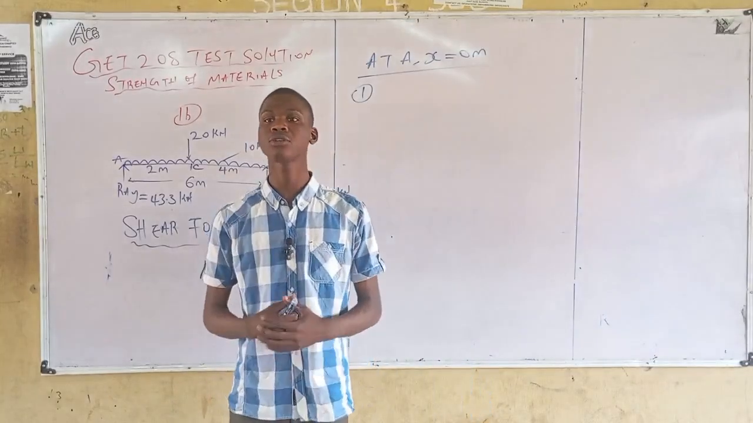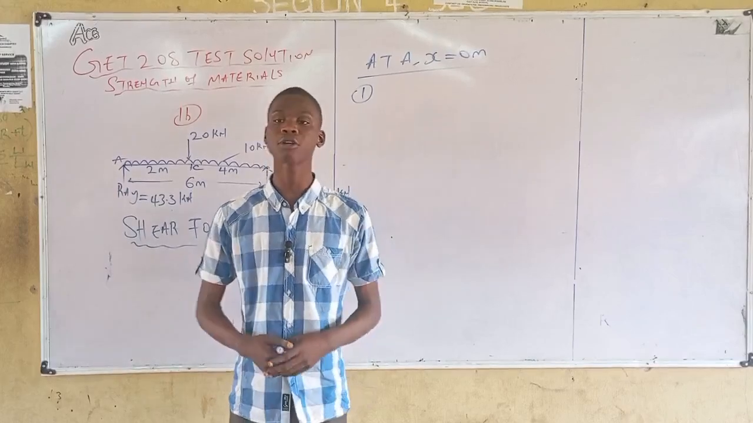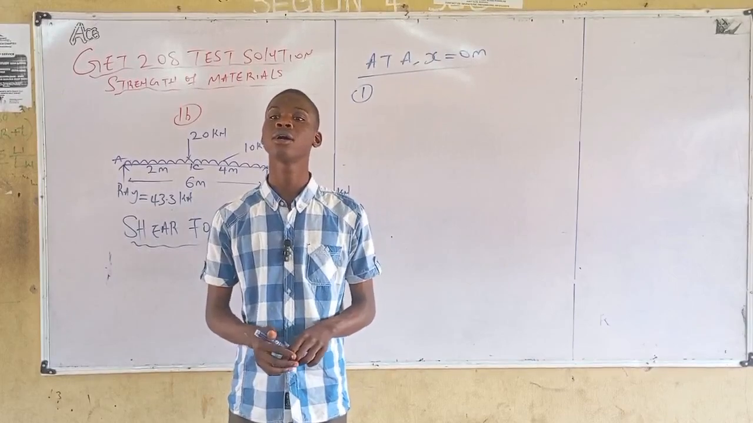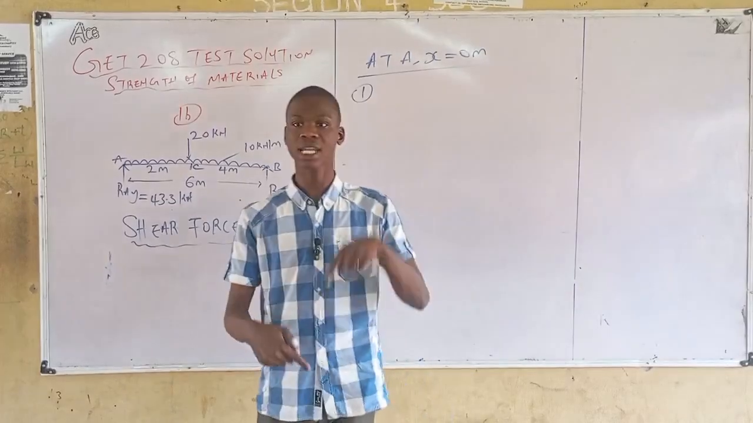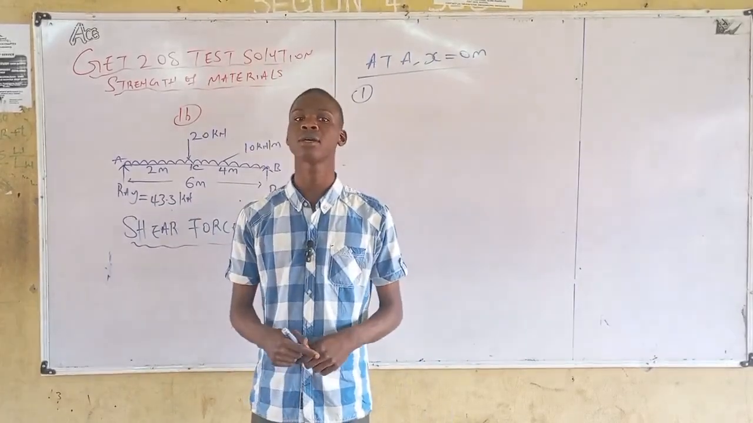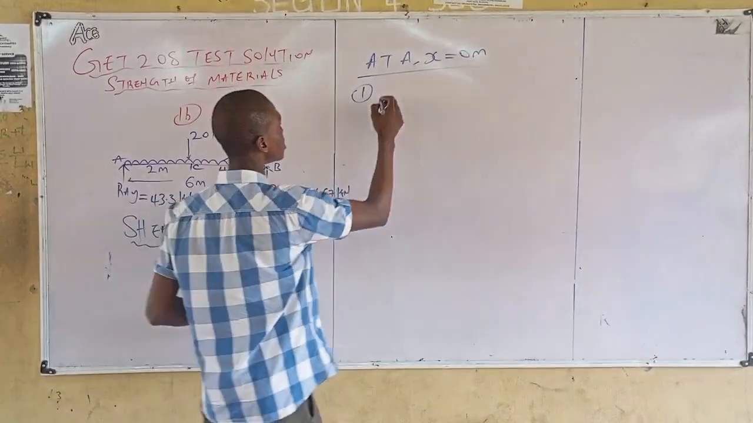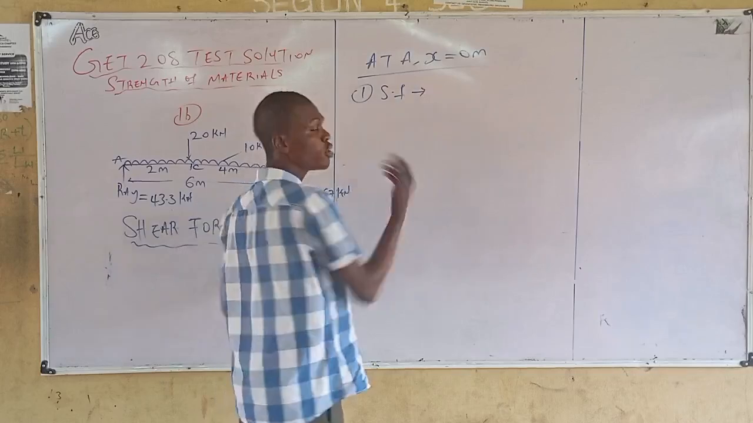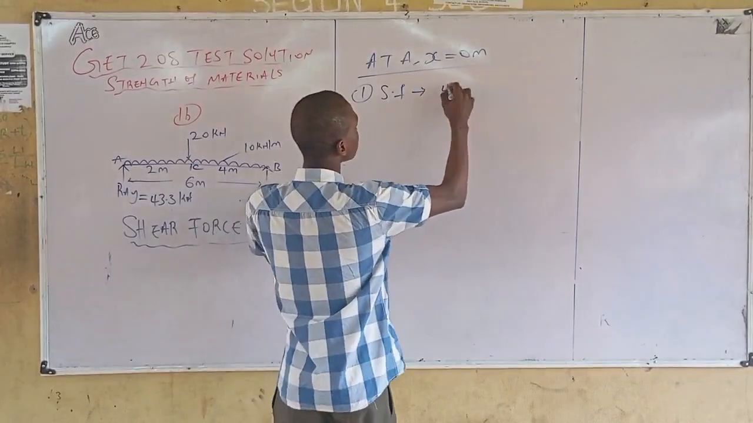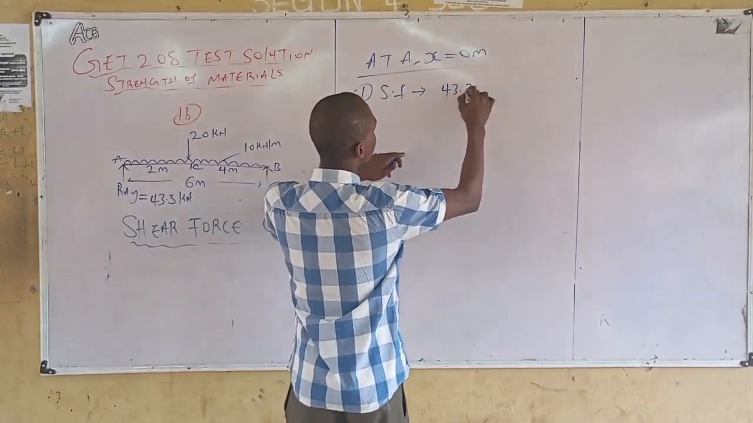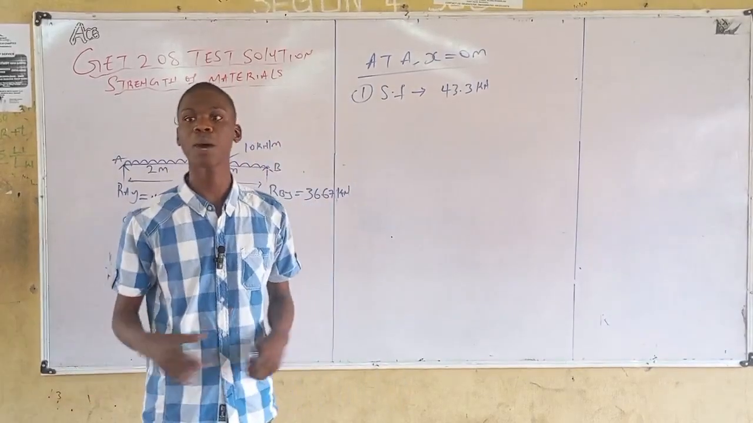Now, what's the second condition? Let's call the forces before that point 0. Now, what's the second condition? Meaning 0 plus the force at that point. And what's the force at that point? Is it going upward or downward? Meaning you are saying shear force value is 0 plus 43.3. So you have shear force value to be 43.3 kilonewton at A. And I'm done with that point.